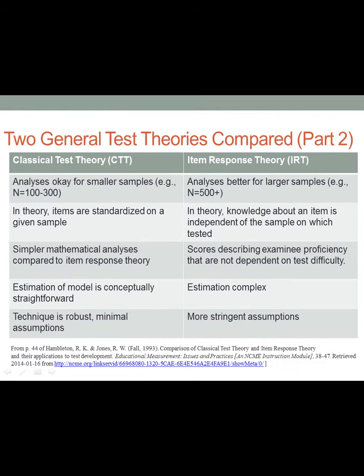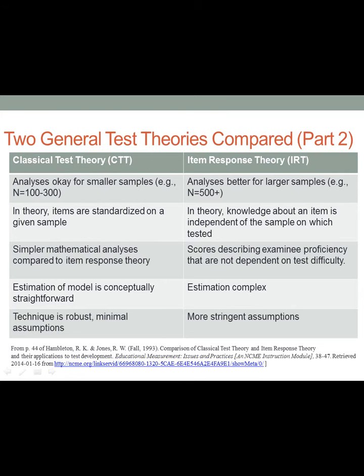A little bit more before we leave this comparison. Another advantage of classical true score theory or classical test theory is that it's okay for smaller samples of n's of 100 to 300 participants. In theory, the items are standardized on a given sample. I say in theory because these are theories. The mathematical analyses are simpler, as I've already said. The estimation of parameters or models, things like estimations of reliability, are relatively straightforward, and the technique is robust. You don't have to make a lot of assumptions for it to work.